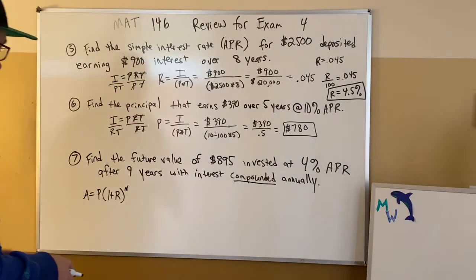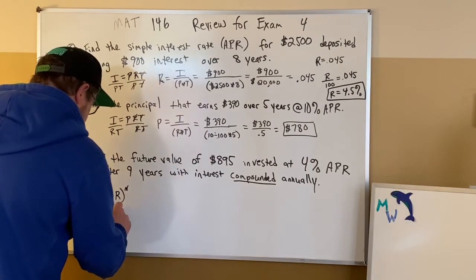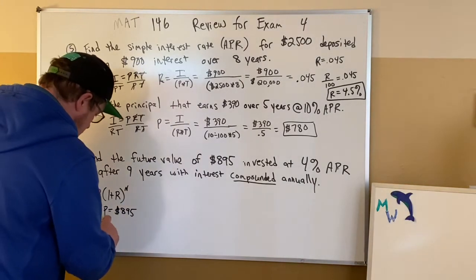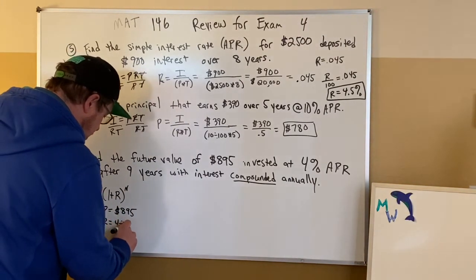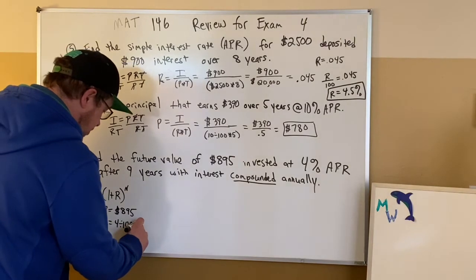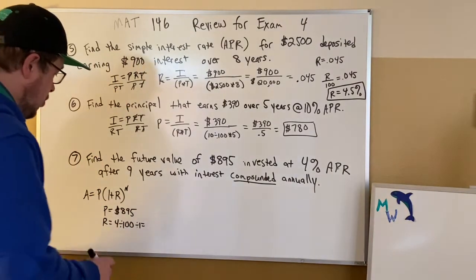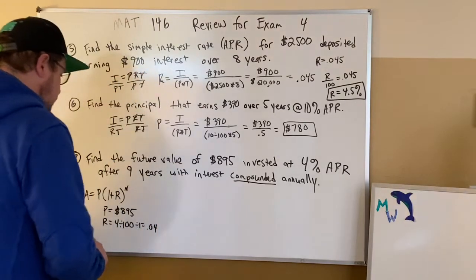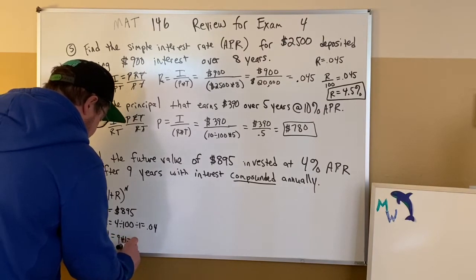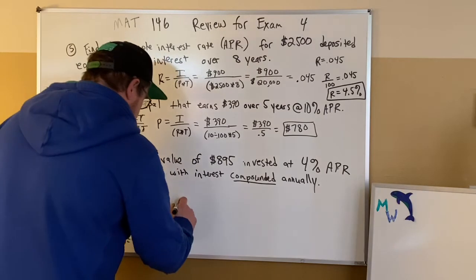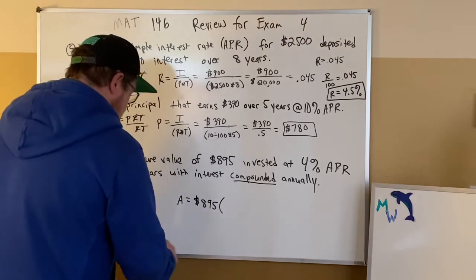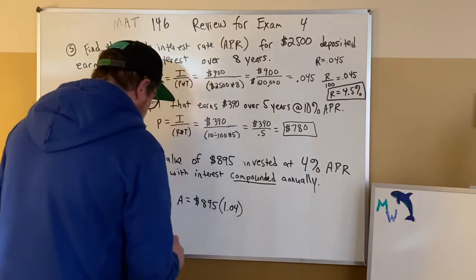Find the future value of $895. So we're starting with $895. The dollar sign does come in on that. 4% APR. So R is equal to 4 divided by 100. Compounded annually tells me that it's going to be divided by 1. So you don't really have to do this dividing by 1. It doesn't change it, but it's 0.04. And N is 9 years. So we begin with 9. And it's once a year, so you don't really have to do the times 1 to get that 9. And therefore, your account balance will be the original $895 times 1 plus 0.04. That's going to go straight to 1.04 raised to the power 9.